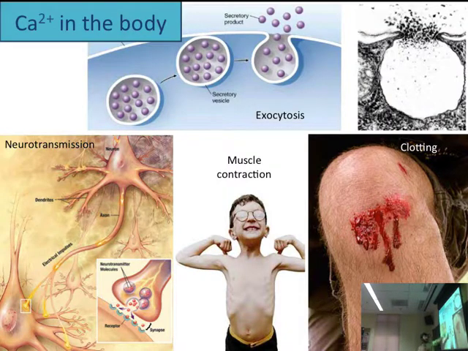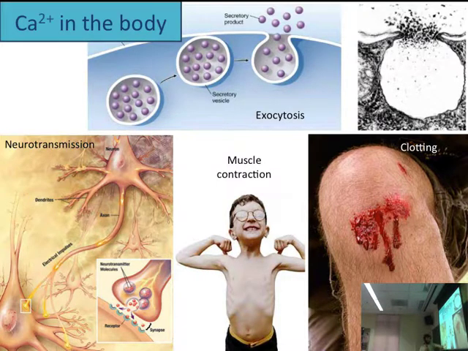Muscle contraction. So nerves and muscles are close cousins in some ways. They're both excitable tissues, and as such, dependent upon the electrolyte balance in them. Calcium is essential to muscle contraction. It's also required for exocytosis in other cells.